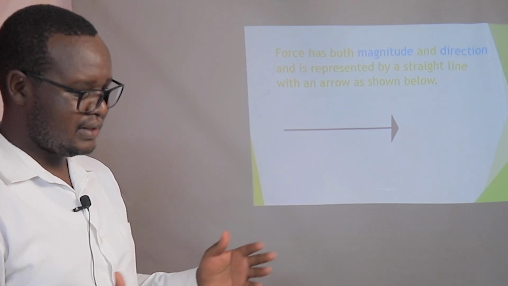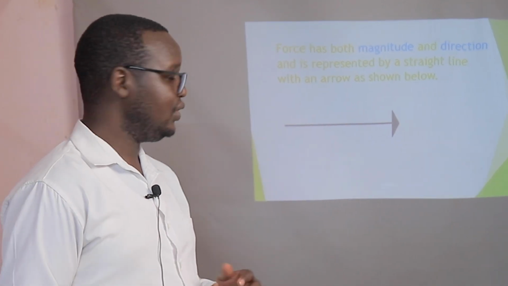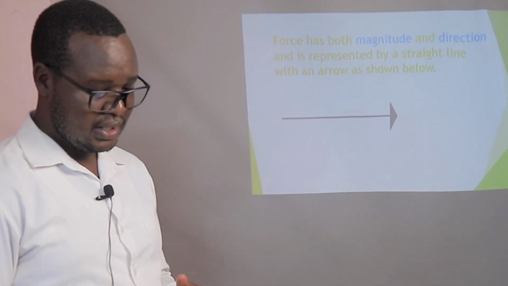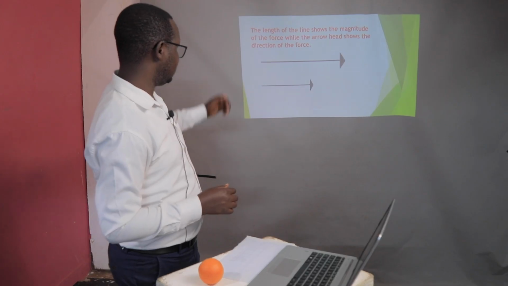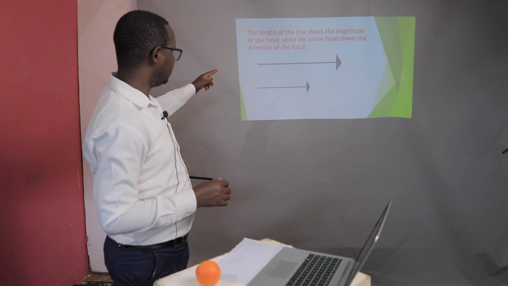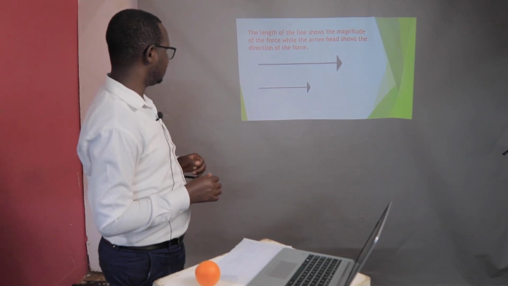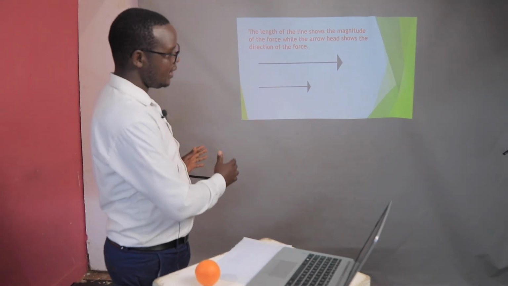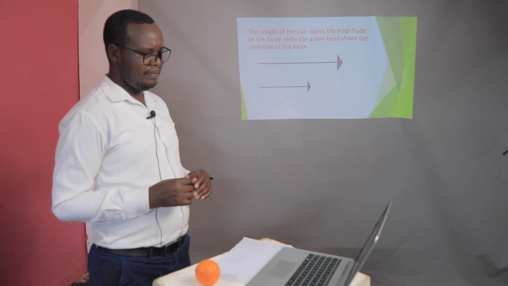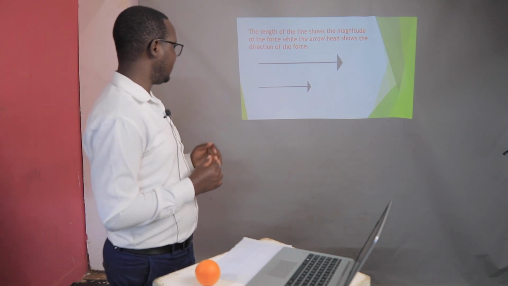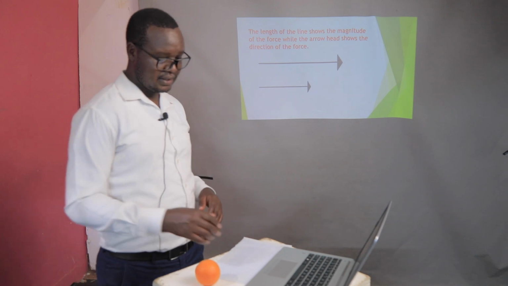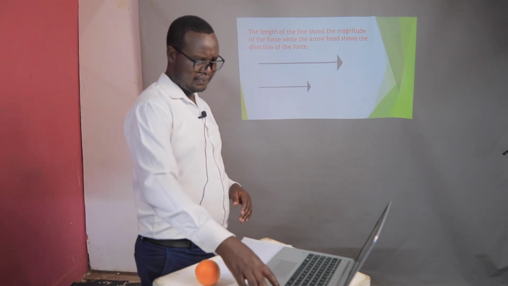So different lines have different lengths. So we can show that different forces have different magnitudes by using such a drawing. So the first drawing, the arrow at the top, is longer than the one at the bottom. Meaning, the first arrow has a greater magnitude than the other one. Of course, they are facing the same direction.